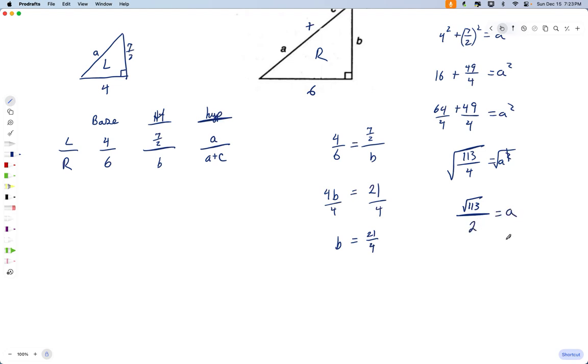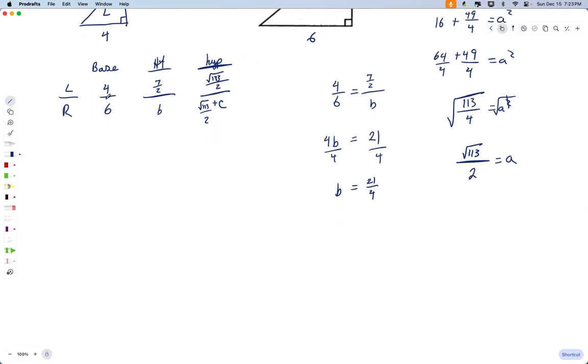So now we know what A is. We can come back in and we can write that in for A: square root of 113 over 2. So now all we have to do is do our proportion.